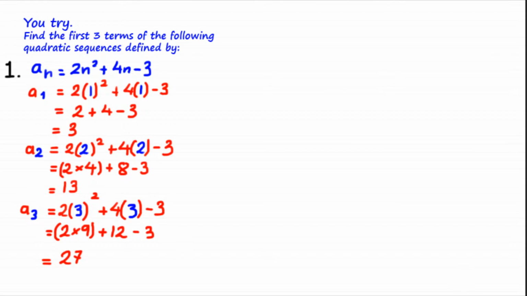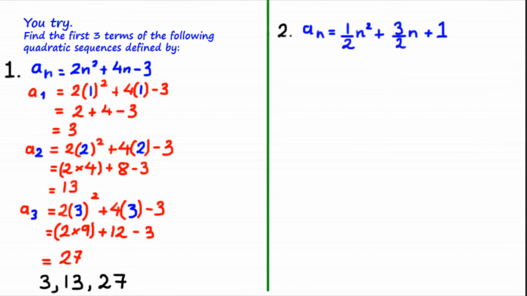Let's see if you guys can get the next one. And just to say, the answer that you would give in the exam is 3, 13, and 27. Good stuff. All right, next one, let's try this one. So a_n is equal to a half multiplied by n squared plus 3 over 2 n plus 1.